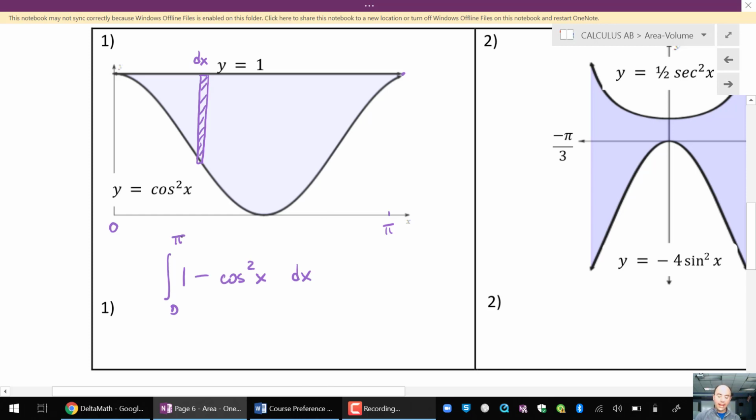You might recognize 1 minus cosine squared as a trig identity. So maybe we want to write that as the integral from 0 to pi of sine squared of x dx, just to be simpler. You wouldn't have to, but this is a nice, simple way of writing an integral that represents the area of that region.